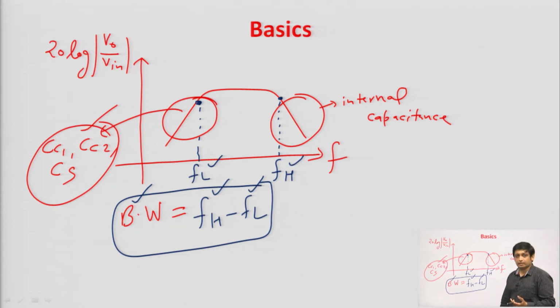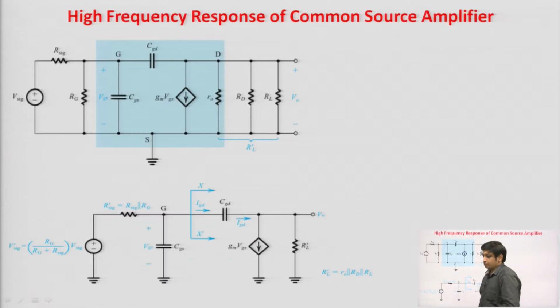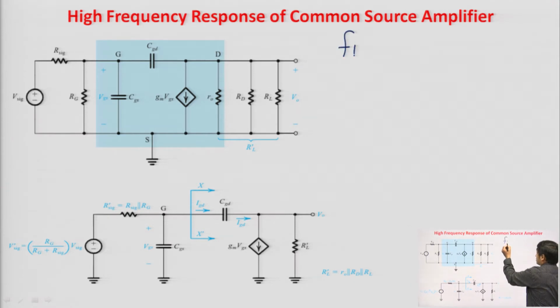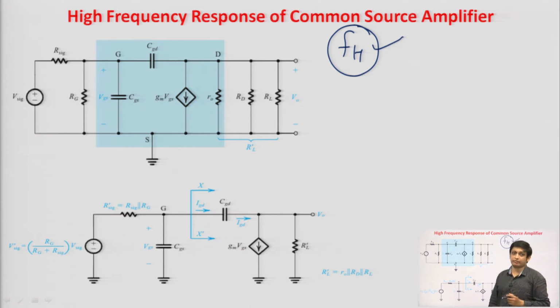Once we understand the process for the common source amplifier, the process is similar for the common emitter amplifier also. That is why we are going to study firstly the high frequency response and then the low frequency response. The objective is to calculate the values of FH and FL in order to calculate the bandwidth of the common source amplifier. The upper cutoff frequency FH is also called minus 3 dB frequency.